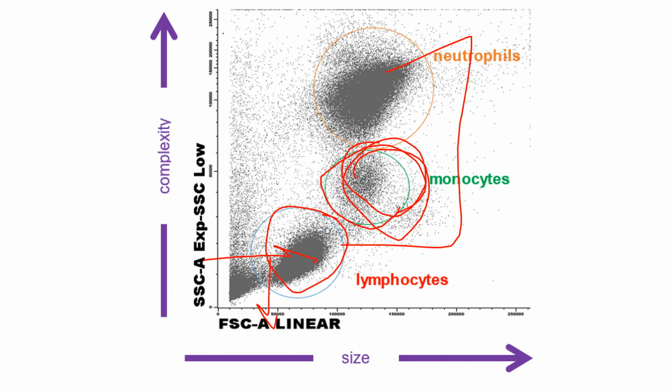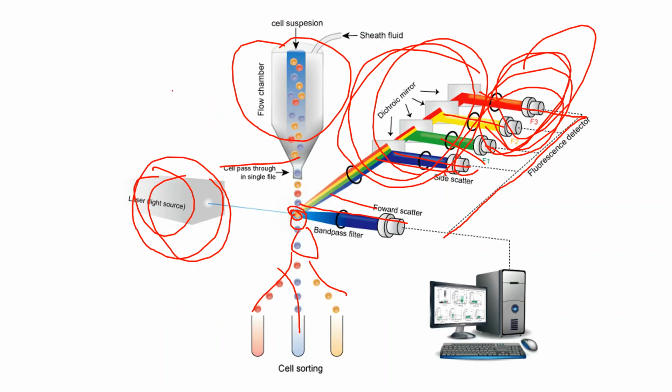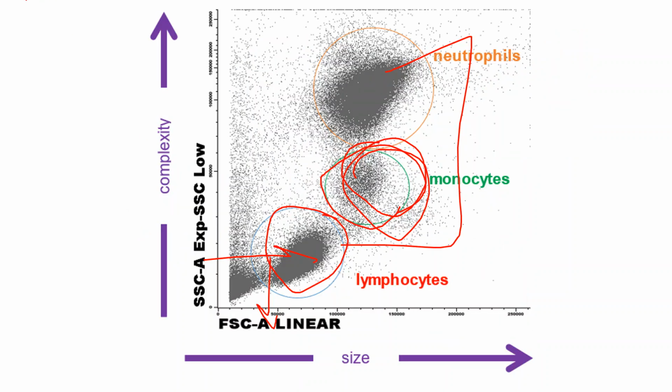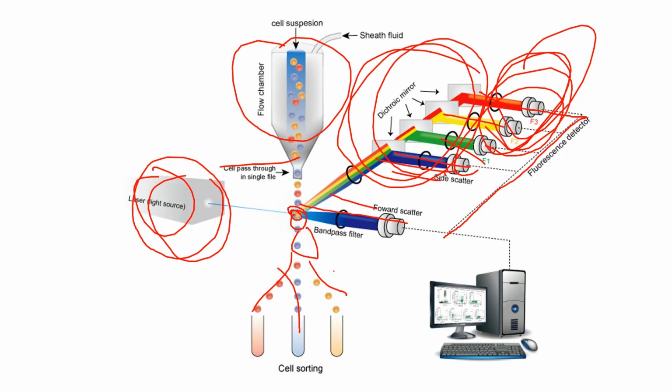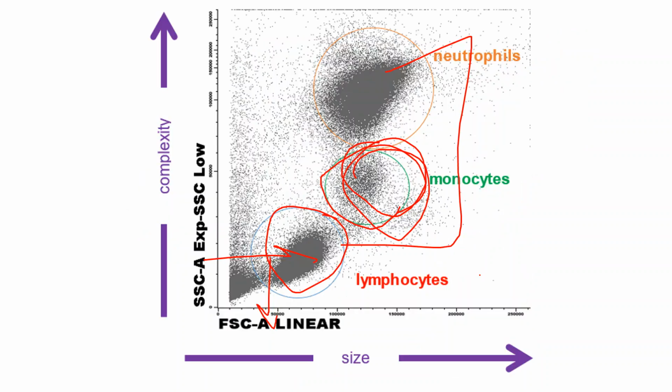After sorting, behind the machine it will sort the cells based on the forward and side scatters. That light will come and show how much complexity there is. They'll sort and see, and after this it goes to the detector, and this detector will process the image and it will come on the screen like that.